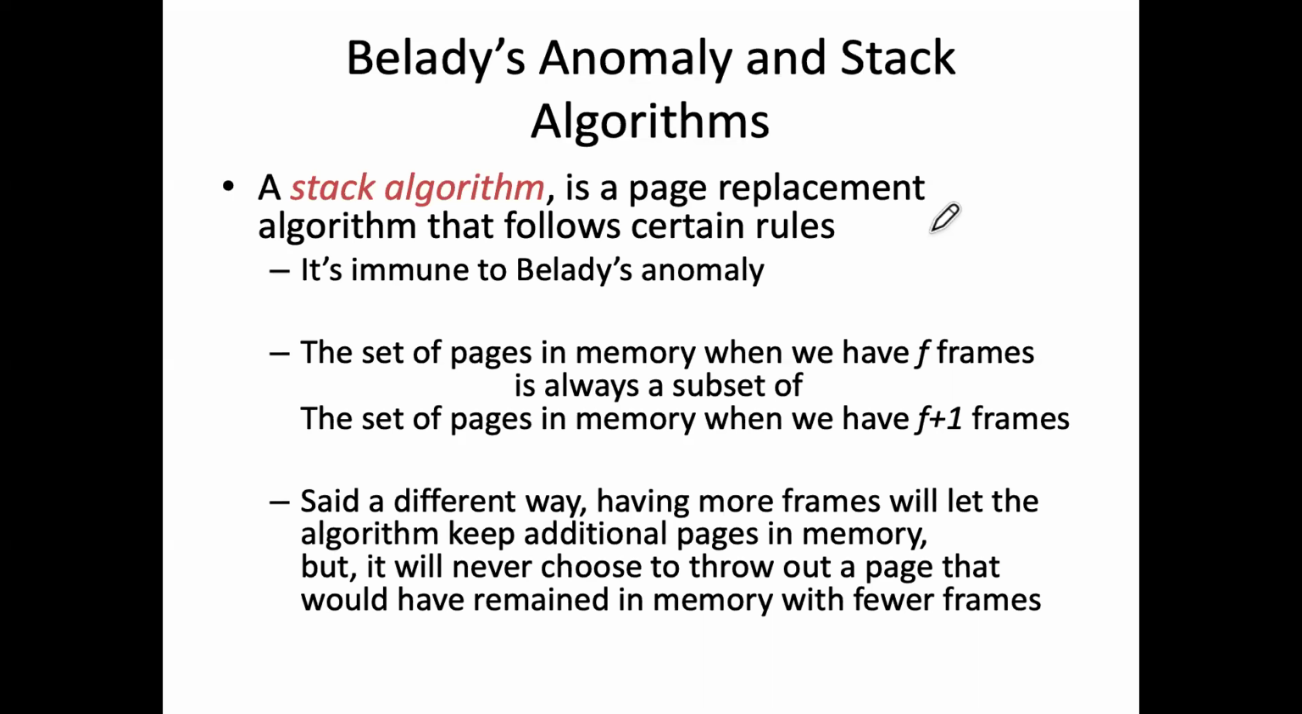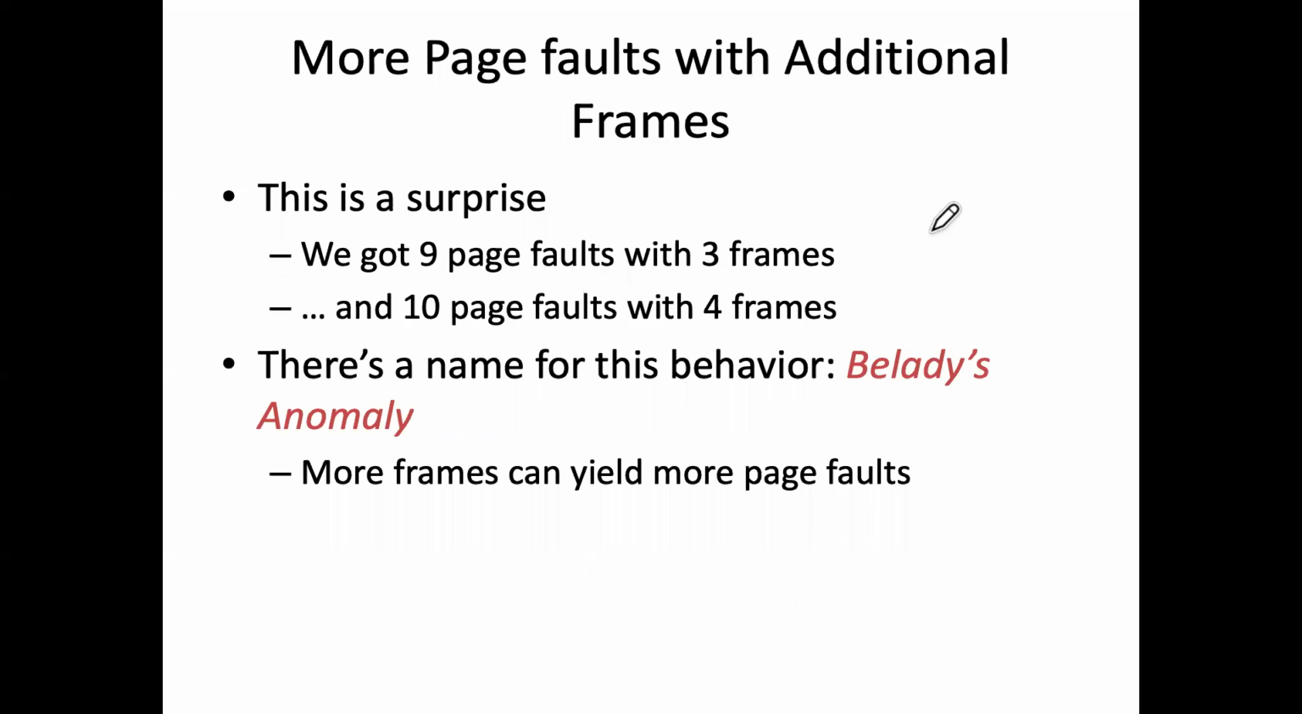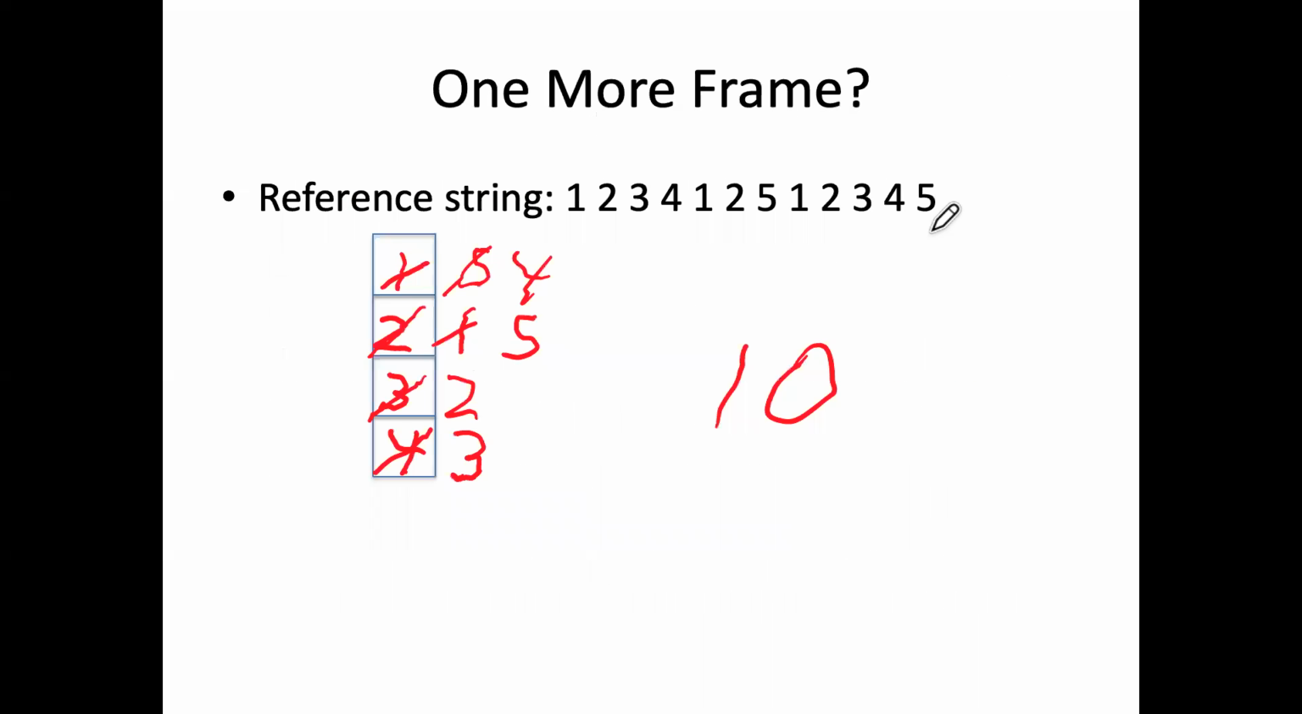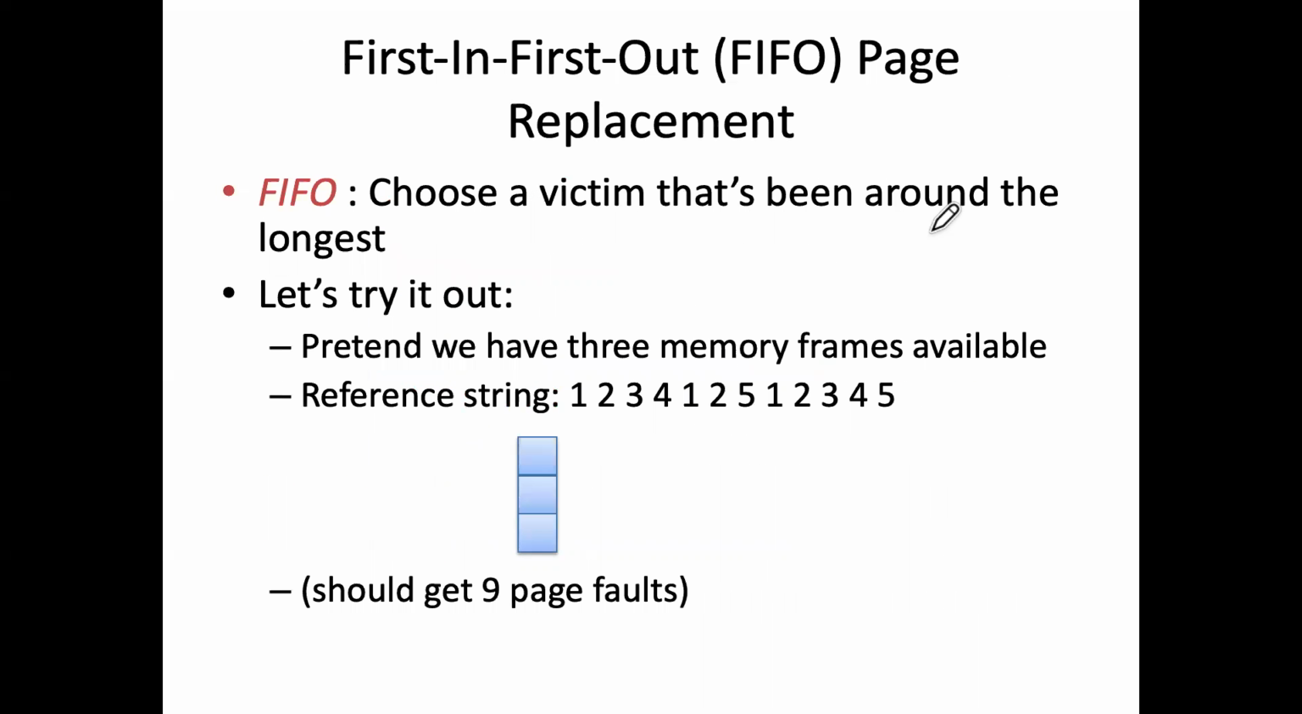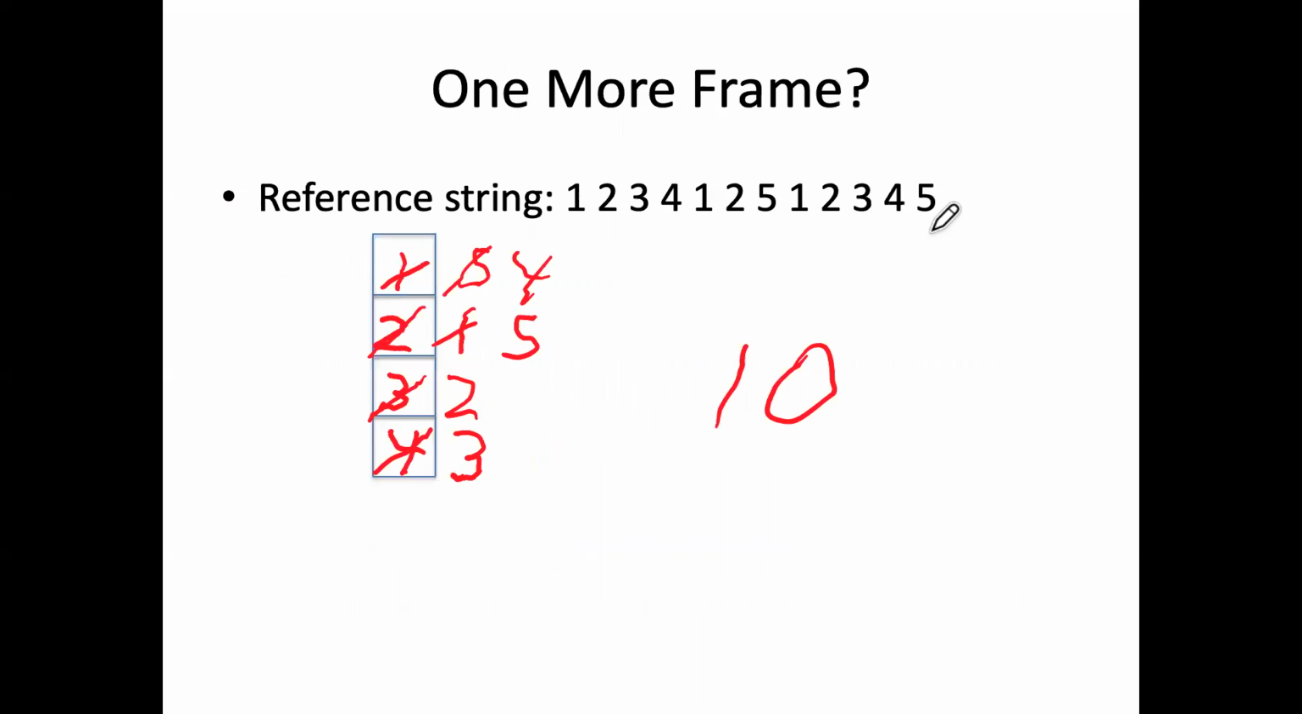It can't reduce performance, because at every step of execution, it's still going to have everything it would have had with fewer frames, along with possibly some additional stuff that it's storing in those extra frames. I guess a takeaway from this is, obviously, FIFO, first in, first out, isn't a stack algorithm because it can exhibit this anomaly.